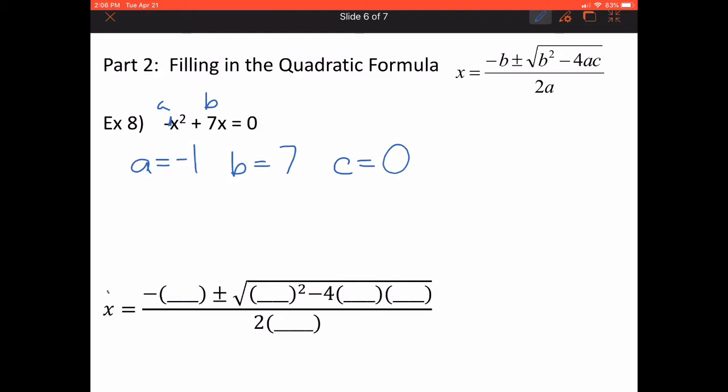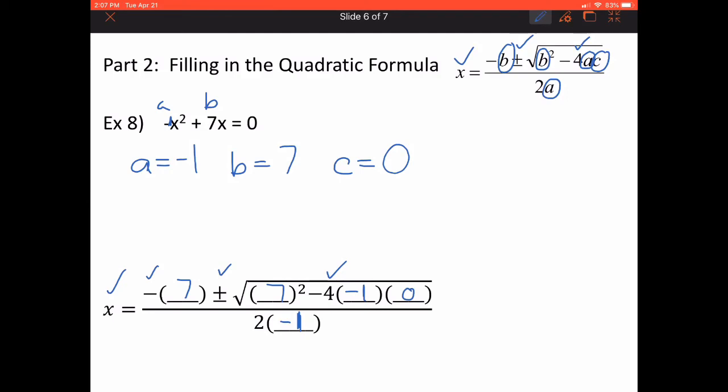So x equals, negative of whatever the b was, so negative of whatever the b was is 7, and this negative's always there, it's built into the formula, so put 7 there, plus or minus, square root of, then I take whatever b is and square it, so b was 7 squared, minus 4 is built into the formula, times the a, which was -1, times c, which was 0, all over 2 times a, which is -1. All right, great job filling that out.